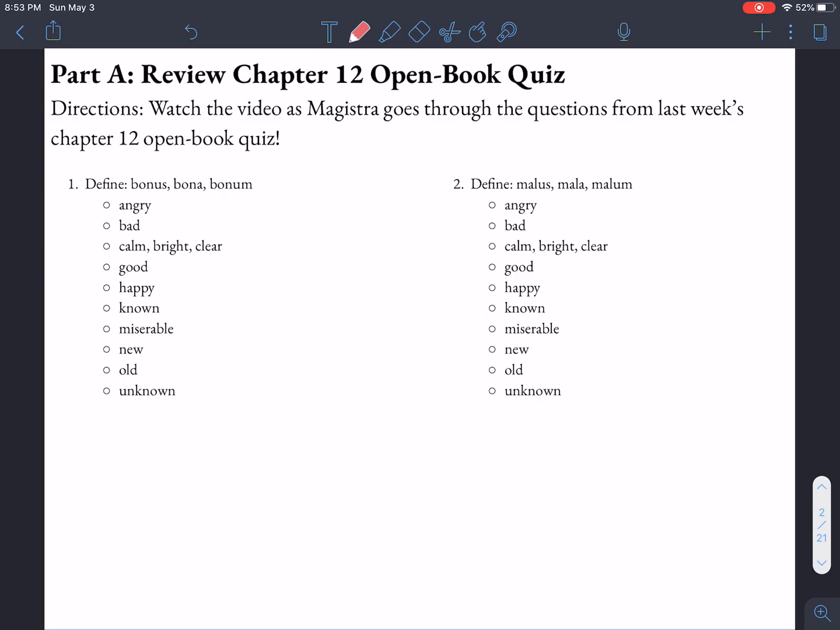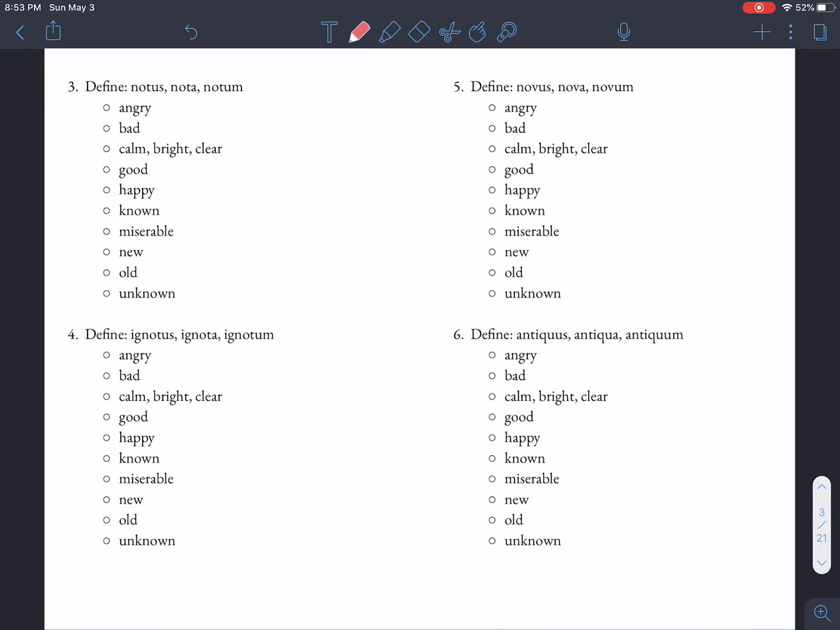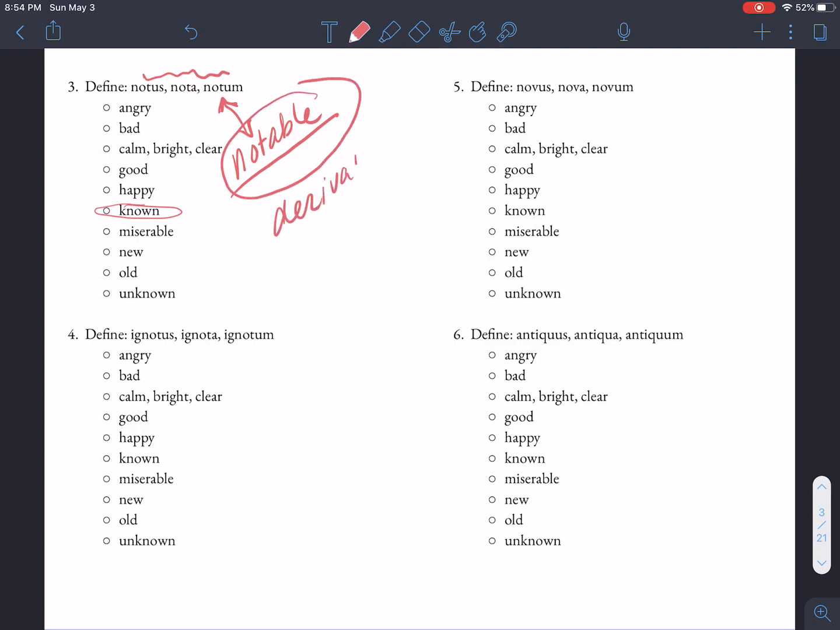Number 1, define bonus, bona, bonum. That's good. Remember, this is an adjective. Number 2, malus, mala, malum, bad. 3, notus, nota, notum is known. A word to help you remember that: if something is notable, it's something that's worth knowing, something that's kind of understandable or known. See how they're kind of related here? They look sort of similar, right? This is the Latin up here, and you've got the English derivative down here.